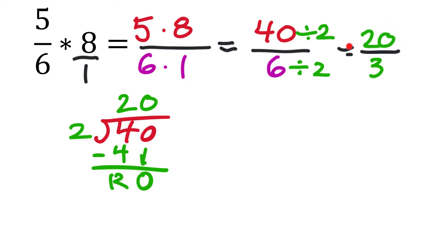And then just a final check here. Can 20 be divisible by 3? No, it is not, because 3 is prime. That's the only number we need to check with 20 right there. And since it's not, that means we have fully simplified this fraction.